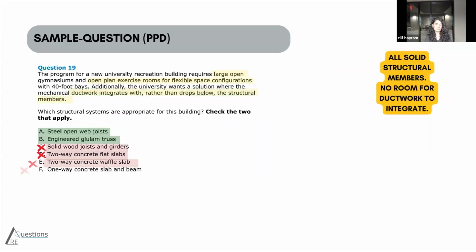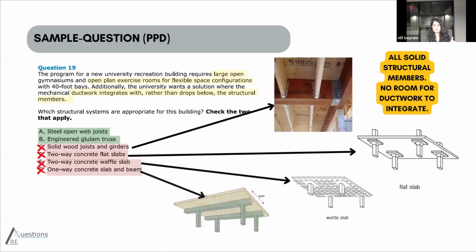The other four options, when you look at them, obviously C is immediately gone because it's a solid wood joist. You cannot pass through them. Two-way concrete and one-way concrete slab and beam have similar issues. Let's look at them image-wise. Two-way concrete is going to have repetitive columns, and of course the ductwork has to, what did it say? Drop below, right? It has to drop below. And waffle has the same issue.